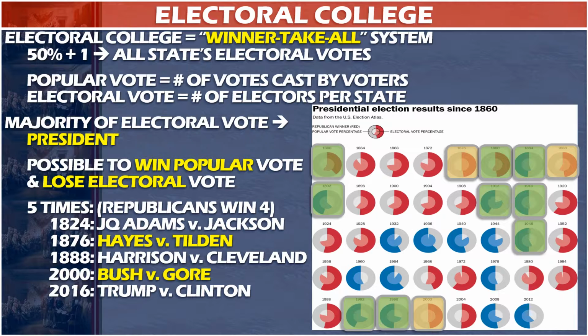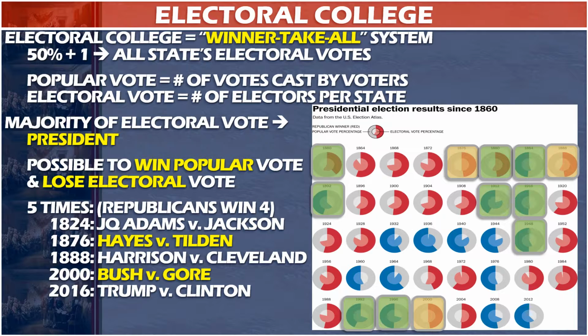So this has happened 5 times where the person who got the most popular votes did not become president because they lost in the Electoral College. In 1824, between John Quincy Adams and Jackson, where John Quincy Adams was selected as president and Jackson was not. In 1876, in the Hayes-Tilden election, where Tilden got more votes, but Hayes was chosen as president. In 1888, Benjamin Harrison became president over Cleveland, who was the incumbent president and got more votes. 2000, where Gore got more popular votes, but Bush won the election. And most recently in 2016, where Clinton got more votes, but Trump was selected as president.